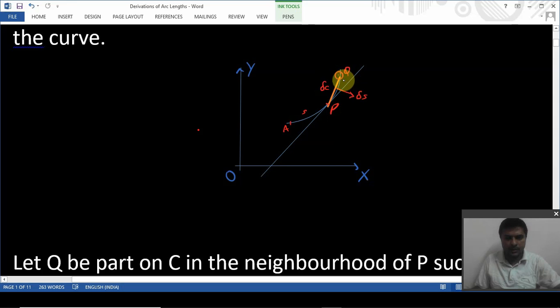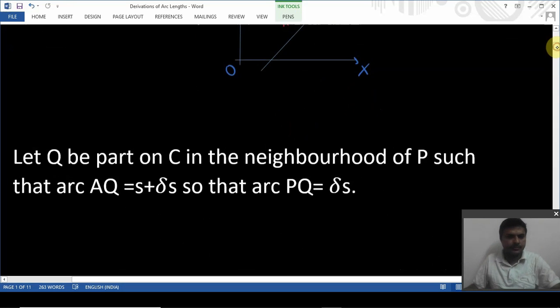and now this is delta C, this distance, and this is delta S, which is a function of X. So this is a very simple diagram we have. Now we see how it is constructed. Let Q be a point on C in the neighborhood of P such that arc AQ is equal to S plus delta S, so that arc PQ is equal to delta S.